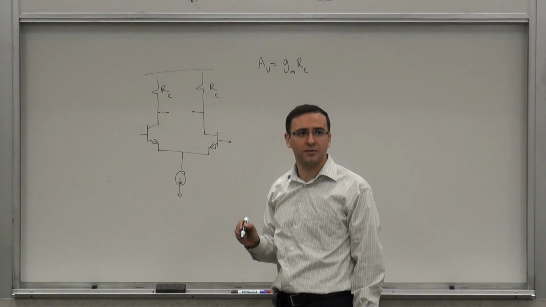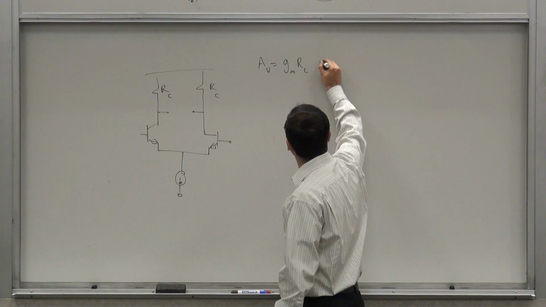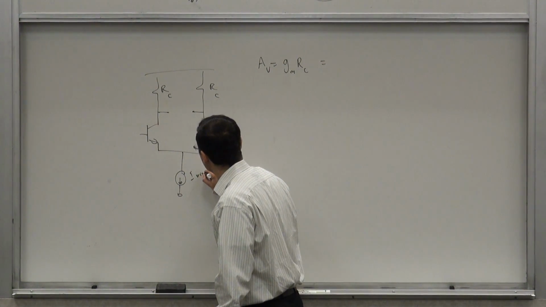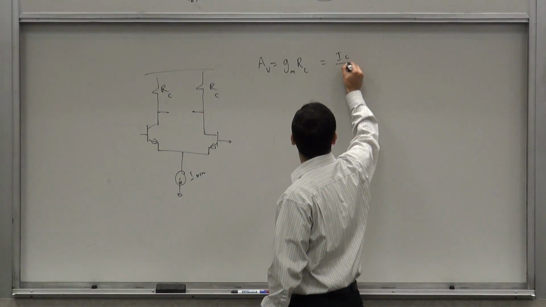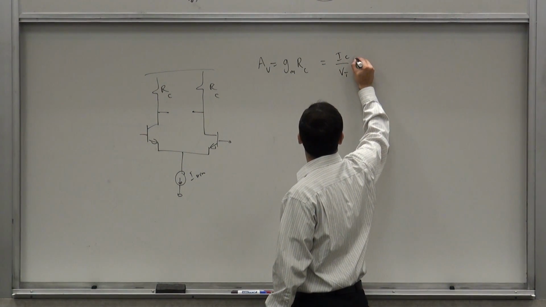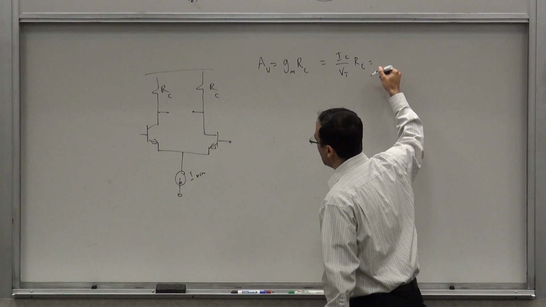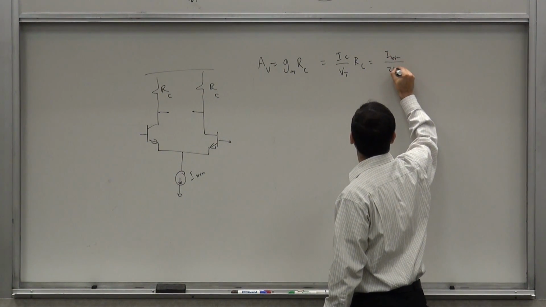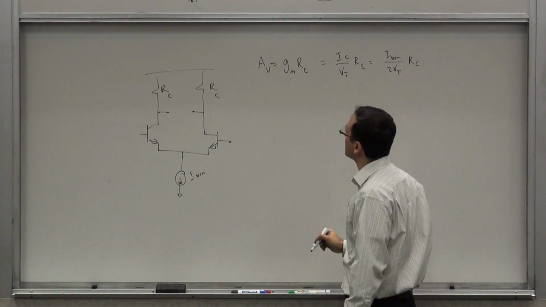This doesn't look independent of temperature, right? Because what is GM, by the way, for a bipolar transistor? IC over VT. So let's call this I bias. So this is IC over VT times RC, and therefore, if IC is half of I bias, it's I bias divided by 2 VT times RC. It's balanced.